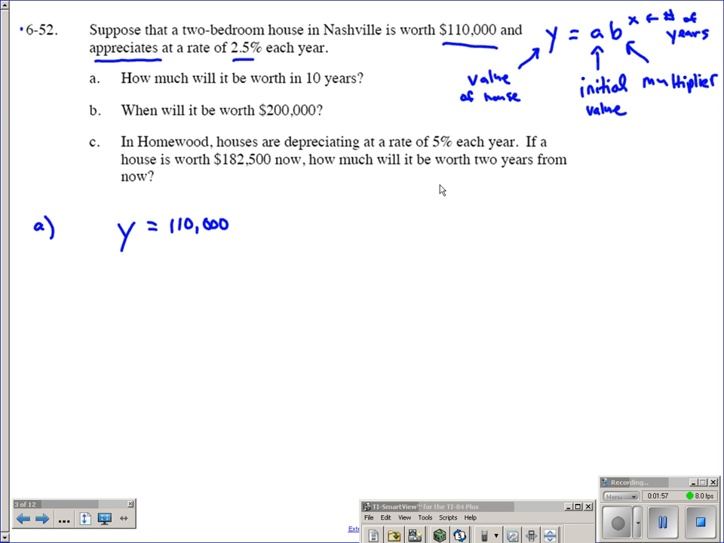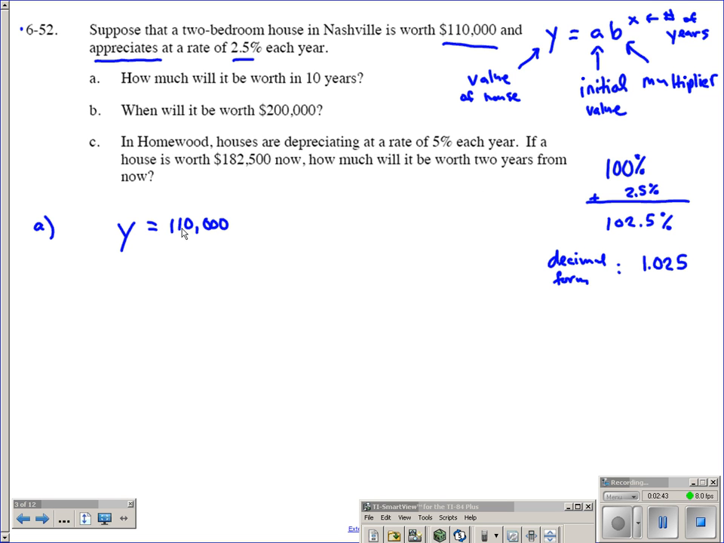So remember, anytime you're looking at coming up with B, your multiplier, you want to think about starting with 100%, because if you gain nothing or lost nothing, you would still have 100% of what you had. So if I take 100% and I add to it 2.5%, what I'm really looking at here is 102.5%. Now, this is the percent form. The decimal form should be 1.025 there.